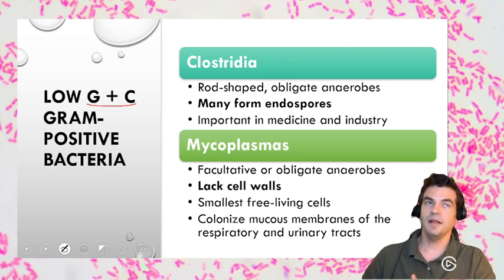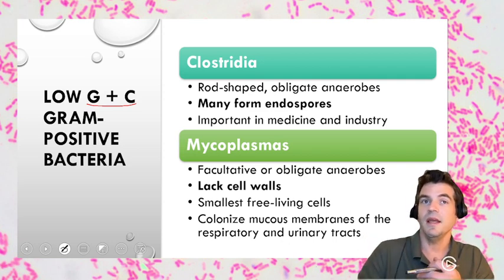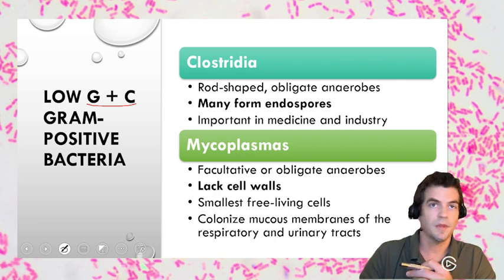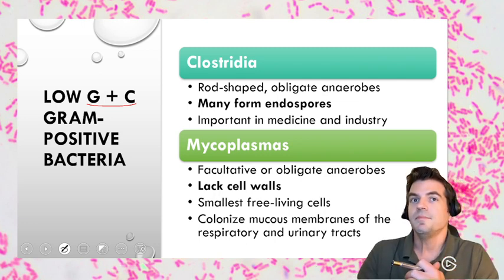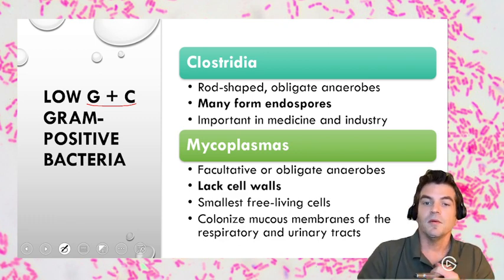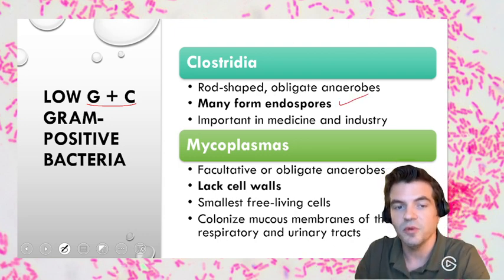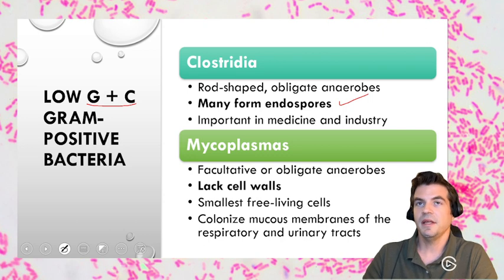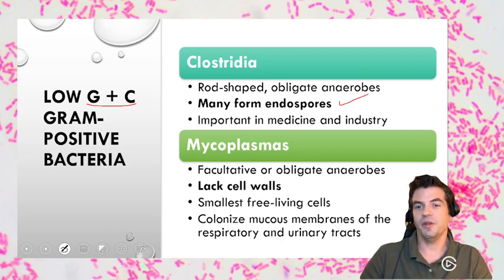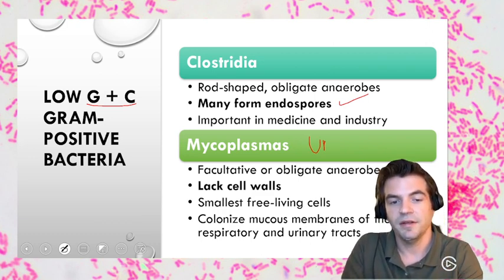And I've highlighted the ones that you are going to want to know for the exam and for the practical. So let's get to it. Clostridia are rod-shaped obligate anaerobes, and these form endospores. We don't have Clostridia in the lab, but we want to make sure that we know them because they form endospores. Mycoplasmas are unique, very unique.